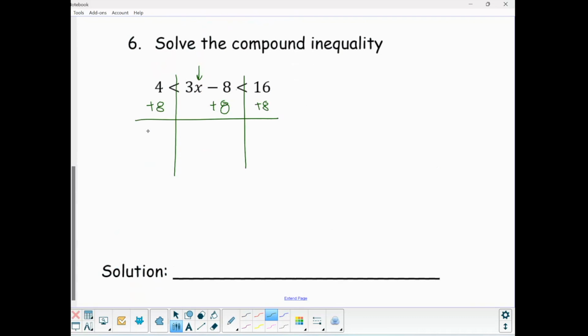4 plus 8 is 12. Our 8's are gone in the middle, so we're just left with 3x. Our signs stay the same because we haven't divided or multiplied by a negative. 16 plus 8 is 24. Now we got to get rid of the 3. Remember, when two things are right next to each other, it's multiplication. Opposite of multiplication is division, so let's divide all these sides by 3. Now we did not divide by a negative, so our signs stay the same. We're left with 4 is less than x, which should be less than 8. And there you go. That's it.